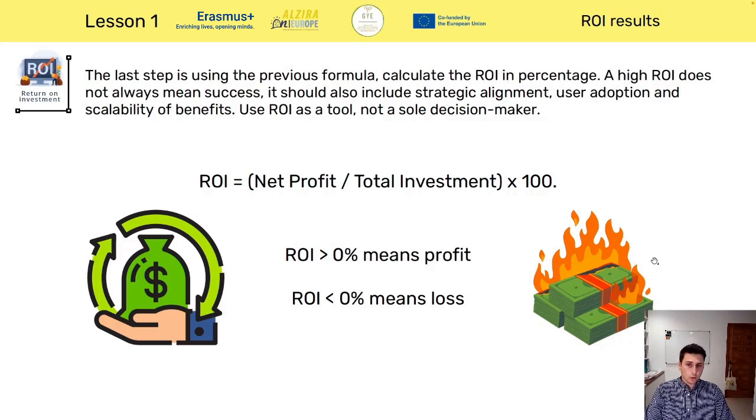And once we know the costs and we know the profits or the benefits that we are facing, it's time to calculate the ROI as a percentage. Remember, okay? And here you have the formula. If the return on investment is positive, or bigger than 0%, it means that it's profitable, and if it's less than 0%, it means that we are going to lose money.